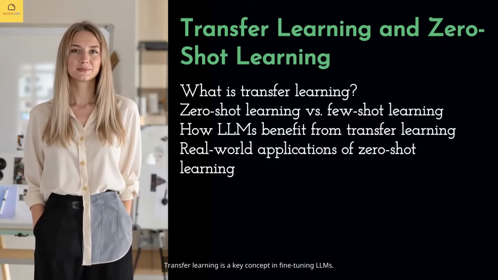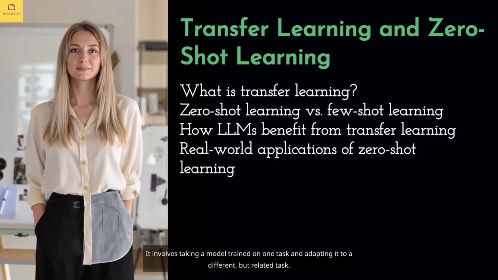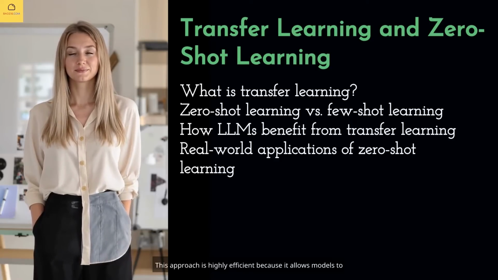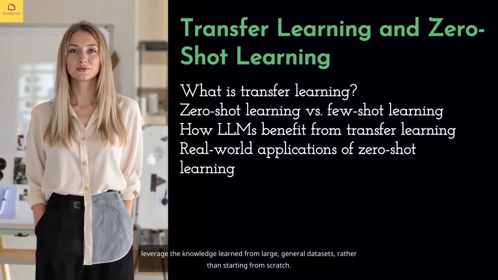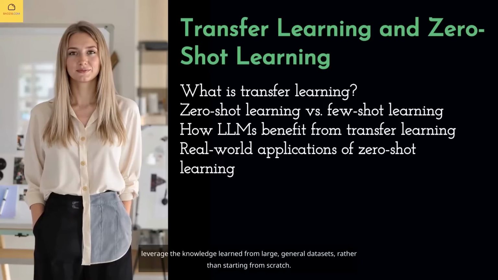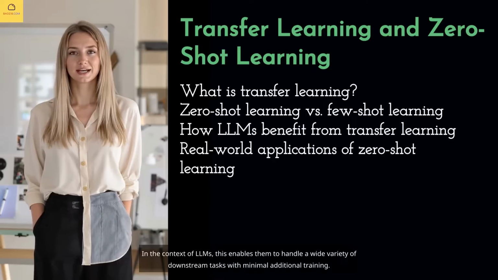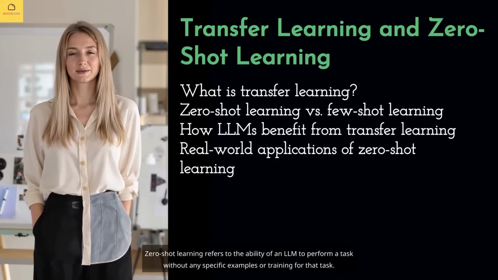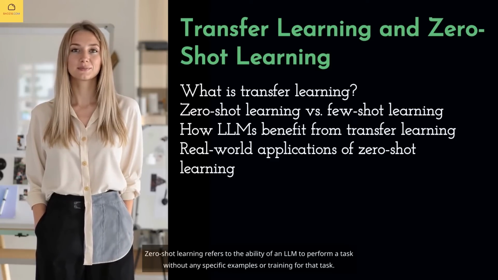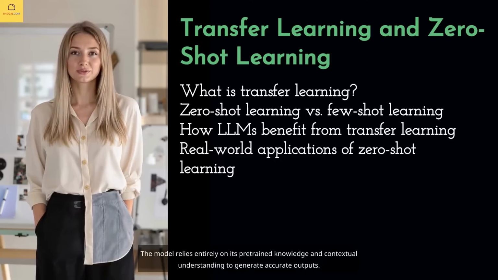Transfer learning is a key concept in fine-tuning LLMs. It involves taking a model trained on one task and adapting it to a different, but related task. This approach is highly efficient because it allows models to leverage the knowledge learned from large, general datasets, rather than starting from scratch. In the context of LLMs, this enables them to handle a wide variety of downstream tasks with minimal additional training. Zero-shot learning refers to the ability of an LLM to perform a task without any specific examples or training for that task. The model relies entirely on its pre-trained knowledge and contextual understanding to generate accurate outputs.